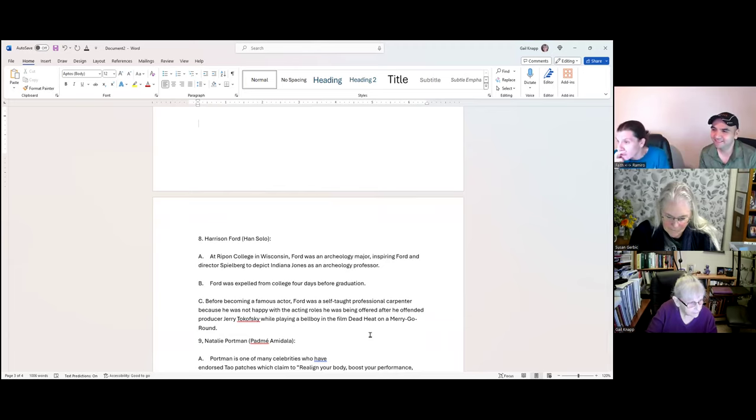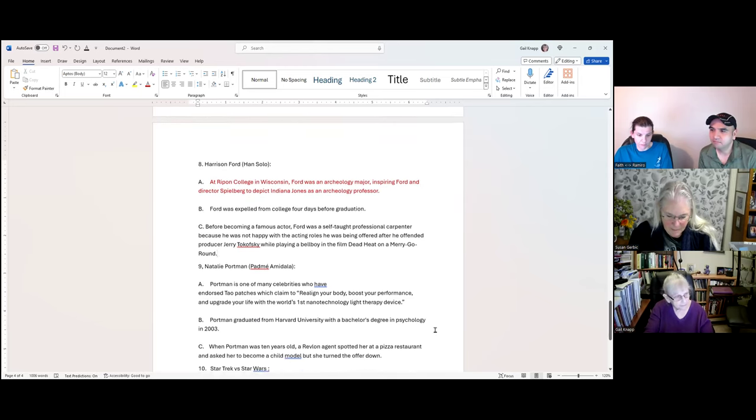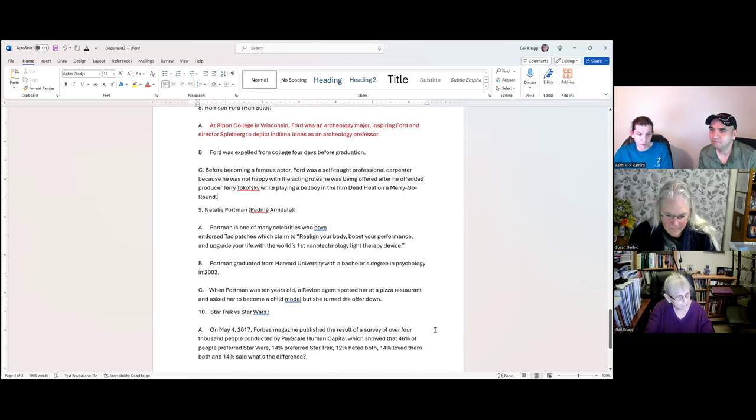Okay, so Harrison Ford was expelled from college. This one, I think I'd heard he was a carpenter. A or B? I think it's A. He wasn't an archaeologist, because Spielberg didn't pick him. The character was already written, and it needed to be an archaeologist in order to have the story. So I think A's wrong. It belongs in a museum.